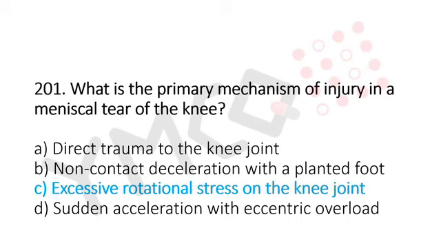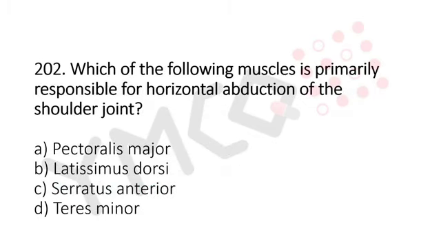Now let's move to question number 202. Which of the following muscle is primarily responsible for horizontal abduction of the shoulder joint? Option A, pectoralis major. Option B, latissimus dorsi. Option C, serratus anterior. Option D, teres minor. And the answer is option B, latissimus dorsi.